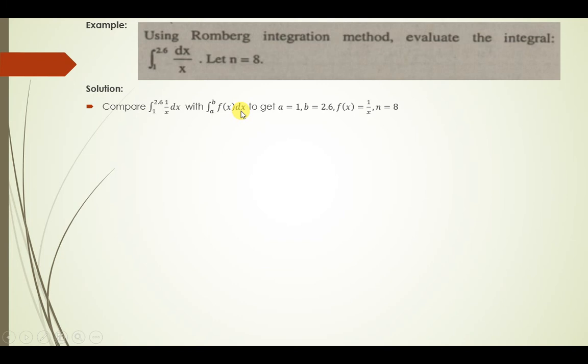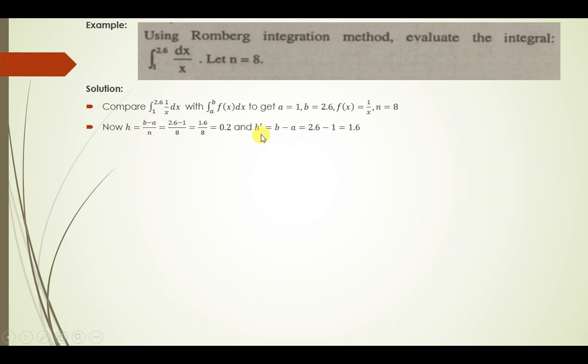Whenever you compare these two, we will get a is equal to 1, b is equal to 2.6, and 1 by x is actually f of x. So f of x is 1 by x. A is equal to 1, b is equal to 2.6, and f of x equal to 1 by x. N is given to you, which is 8, so n is equal to 8. So all these four values are given to you.